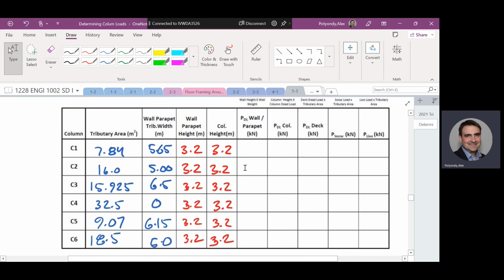So the next step, what we're going to do after the break, is we're going to calculate the axial loads due to the wall parapet. And that's going to be the parapet height times the parapet length that's supported, and we'll multiply that by the wall unit weight. And then the load for the column, we're going to take the unit weight of the column per meter, multiply it by the column height. The deck, we'll take the tributary area, multiply it by the area dead load, and the snow load or the live load correspondingly. Keep in mind, you'll never have both of these on the same level. It'll either be snow, which is always on the roof, and live on the floor, because it doesn't snow inside. Fundamental principle we can count on.